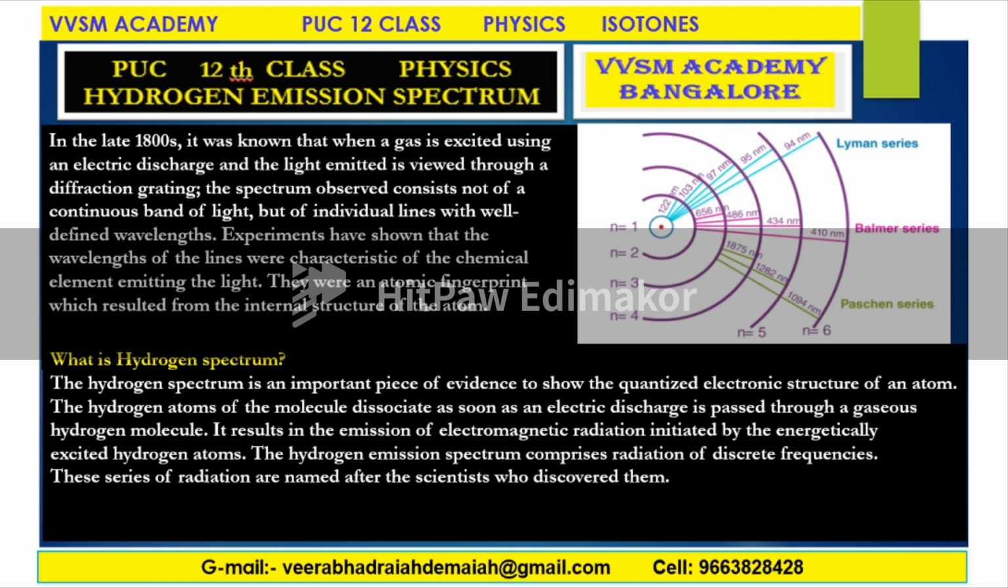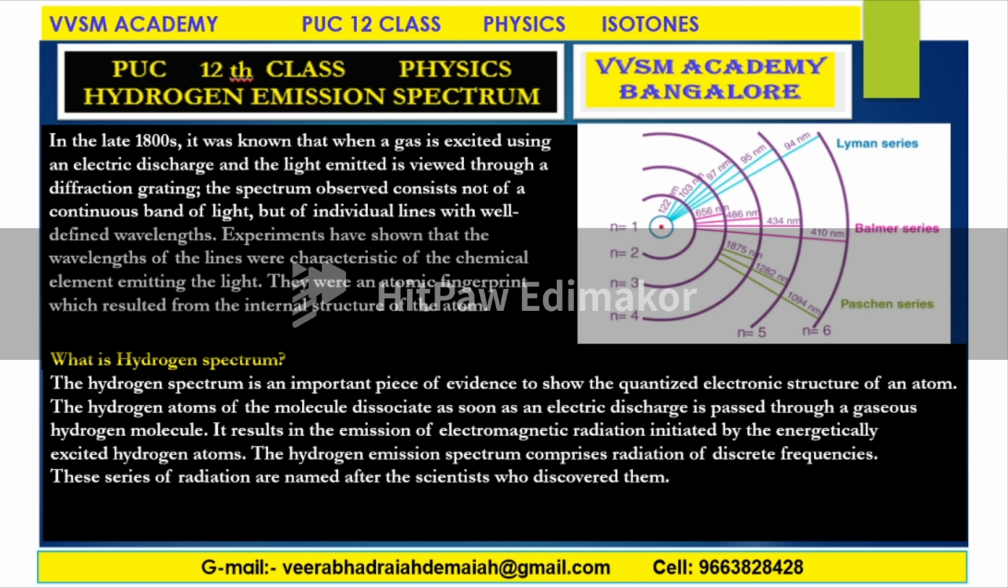The hydrogen molecules dissociate into hydrogen atoms as soon as an electric discharge is passed through gaseous hydrogen. It results in the emission of electromagnetic radiation initiated by the energetically excited hydrogen atoms. In the excited state of the atom, photons are emitted, and hence the spectrum will form on the photographic plate. My dear friends, the hydrogen emission spectrum comprises radiation of discrete frequencies. These series of radiations are named after the scientists who discovered them. That is Lyman series, Balmer series, Paschen series, Pfund series, etc.